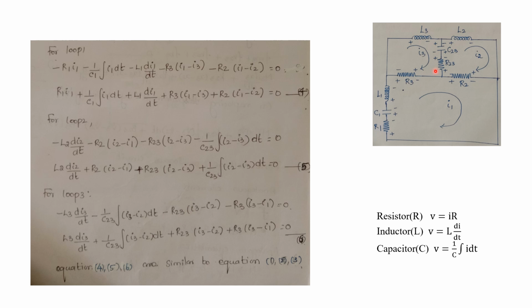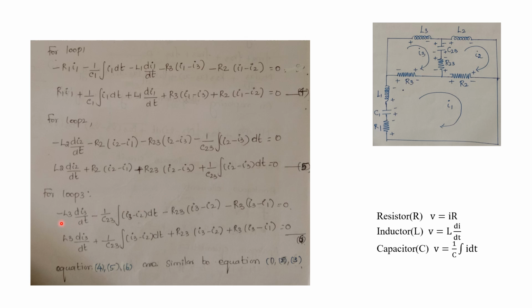If you are going from plus to minus, it will be minus R23 into, here also difference in current, but we have to write this I3 current first. Okay, I3 minus I2. Now if you are coming like this, again it is plus to minus, so we have to put a minus sign, and R3 into, here also there will be a difference in current, I3 minus I1. Okay, because we are writing the equation for loop 3. Okay, I3 minus I1 equal to 0.